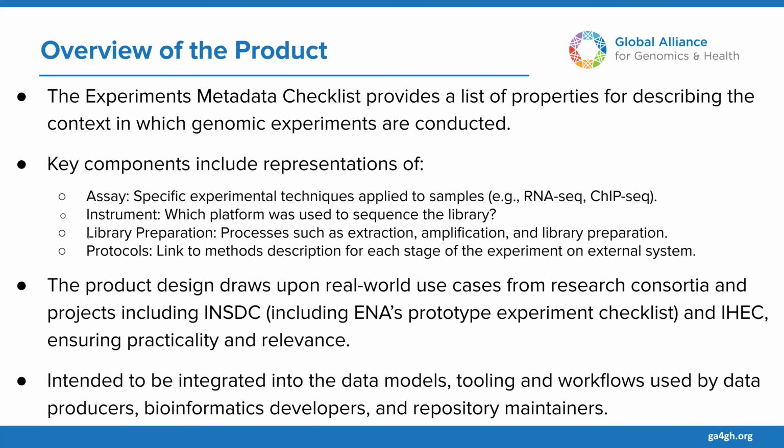So for the overview of the product, the experimental metadata checklist provides a list of properties for describing the context in which genomic experiments are conducted. So again, a list of properties here means that we're not looking into a full-fledged schema that tells you exactly how to structure the data. This is a list of things that we feel are important to capture at a minimum to properly describe a sequencing experiment.